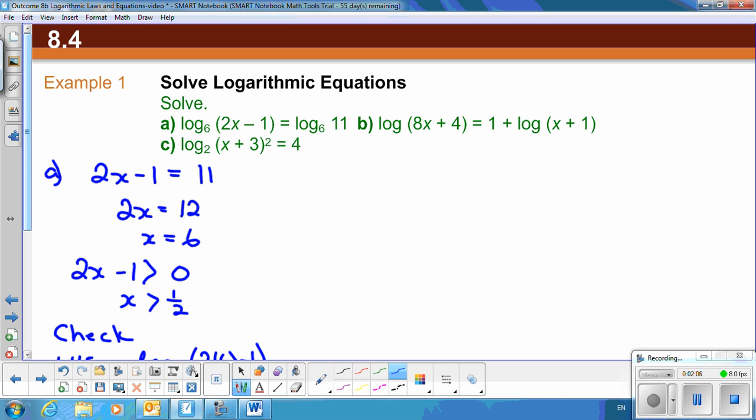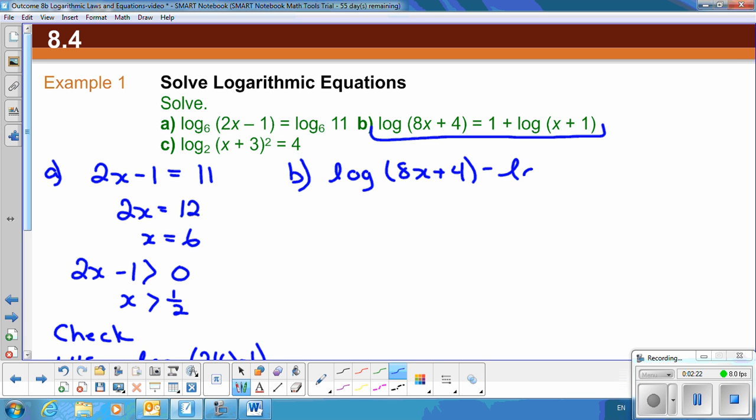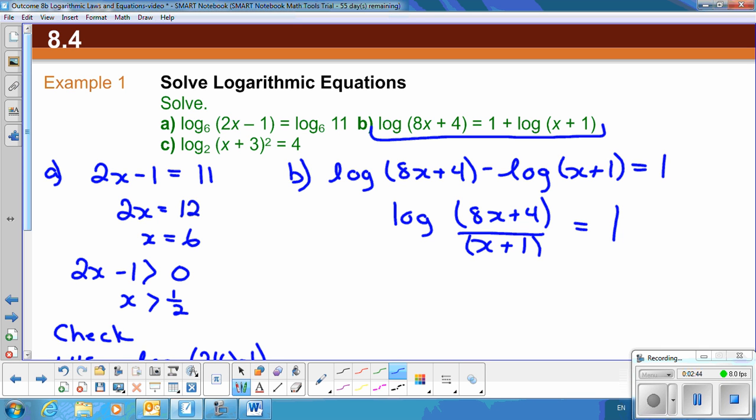For part B, with this log equation, the first thing that we want to do is get all of our logs onto one side. And so we have log of 8x plus 4 minus the log of x plus 1 is equal to 1. We can use our law of logs to write the left-hand side as a single logarithm. So we end up with the log of 8x plus 4 over x plus 1 equals 1.